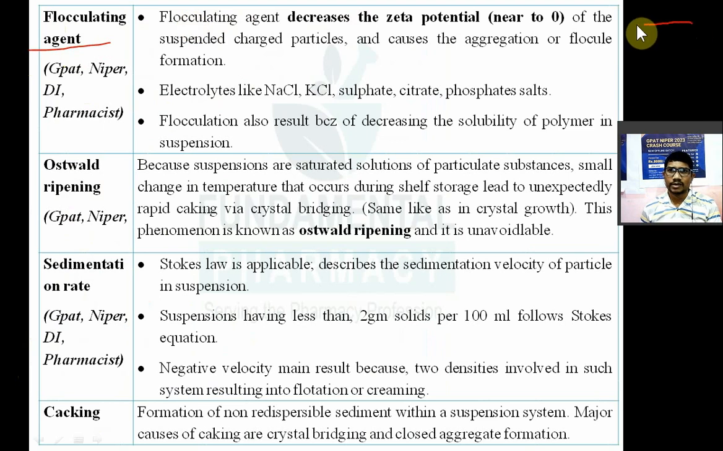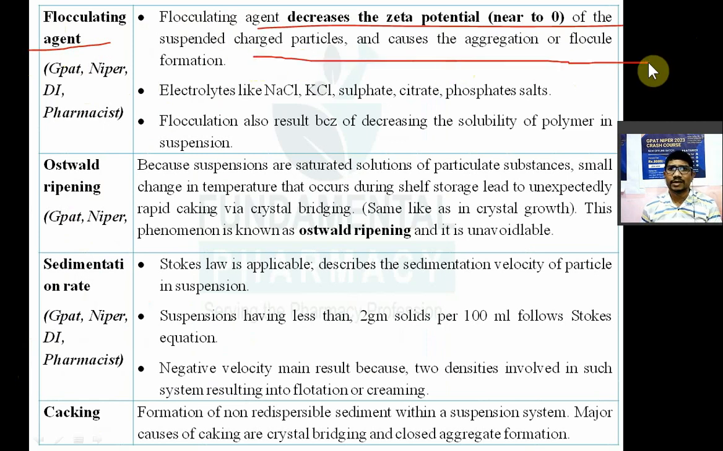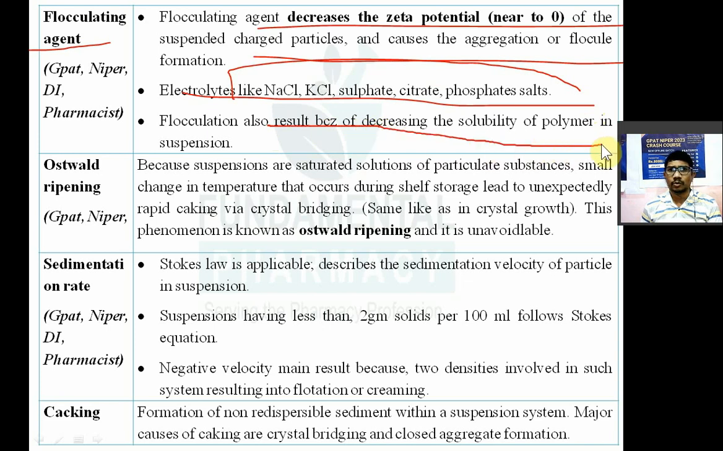Flocculating agent will decrease the zeta potential near to zero of the suspended charged particle and causes aggregation or floccule formation. Electrolytes like sodium chloride, potassium chloride, sulfate, citrate, phosphate, and so on, are also used as flocculating agents. So remember the examples of flocculating agents. Flocculation also results because of decreasing the solubility of polymer in the suspension.